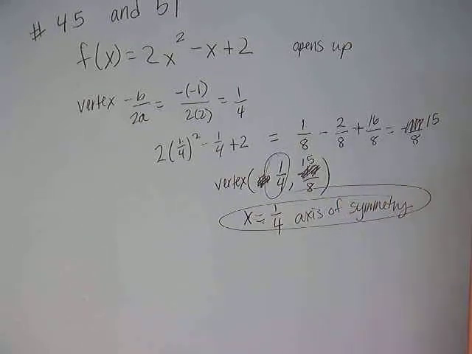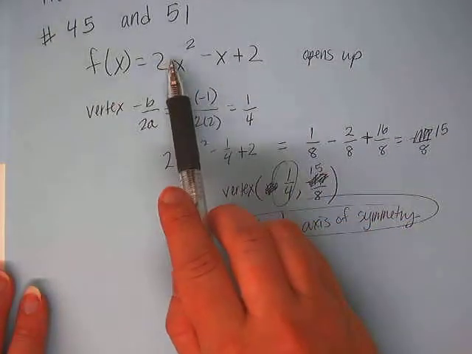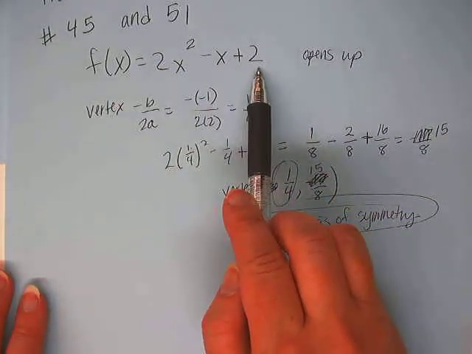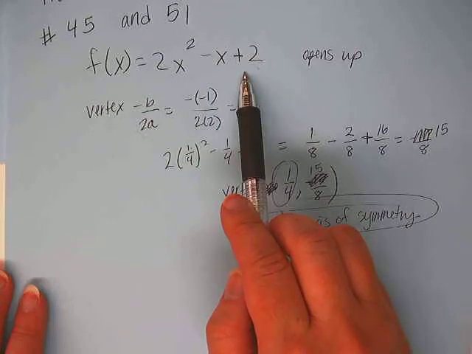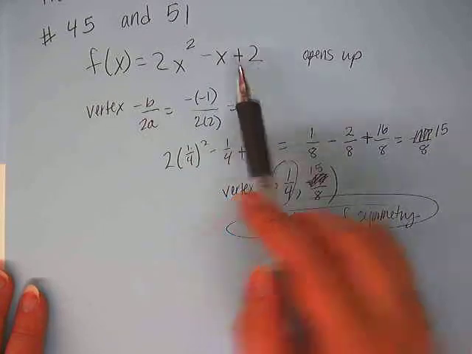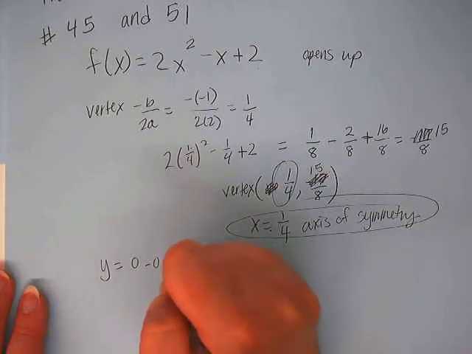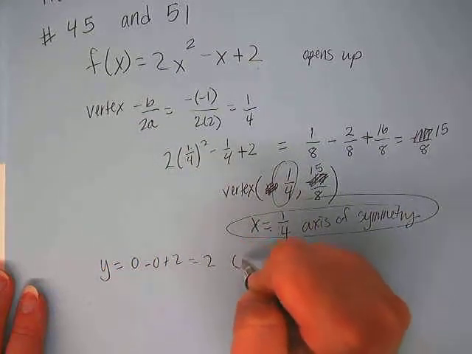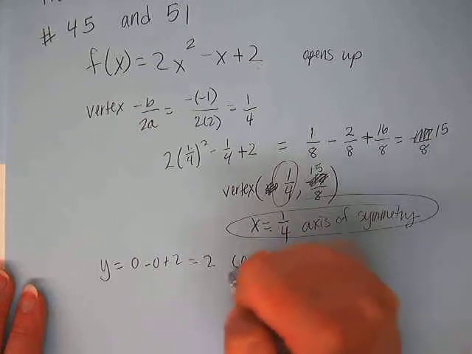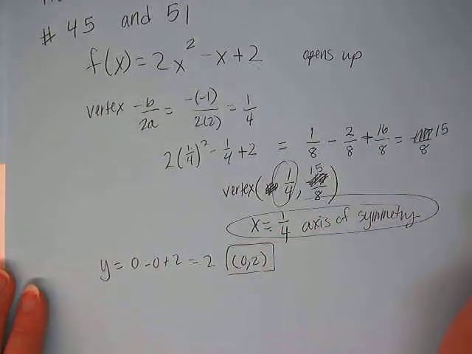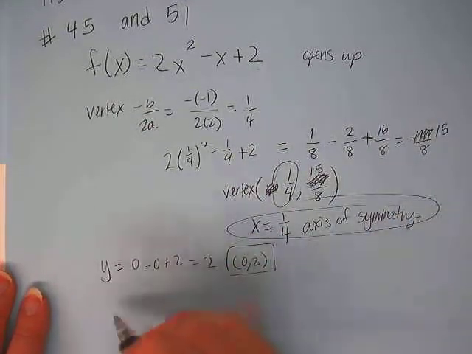Good. Now we are going to find the y-intercept. The y-intercept is easy because you go 0 minus 0 plus 2. Plug in zeros for the x's. What's the y-intercept? 2. So 0, comma 2 is the y-intercept.